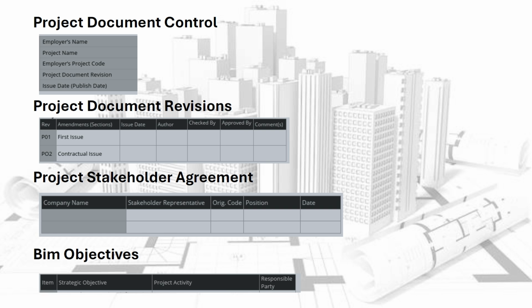Item. A sequential number for reference. Strategic objective. The key goal or outcome that the project seeks to achieve using BIM, e.g., improving collaboration, ensuring accuracy, etc. Project activity. The specific action or task that will be carried out to support the achievement of the strategic objective. Responsible party. The individual or team responsible for executing the project activity, e.g., BIM manager, architect, MEP engineer, etc.